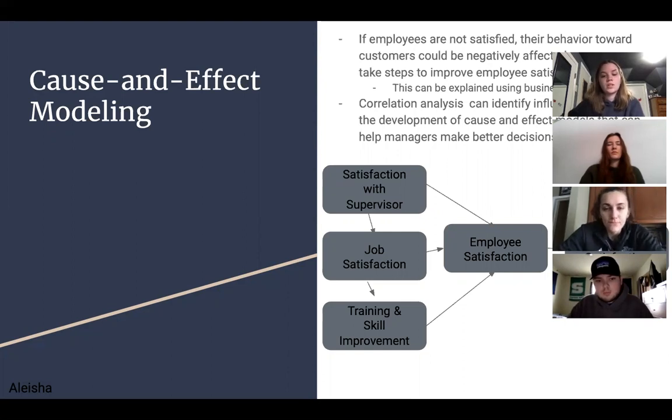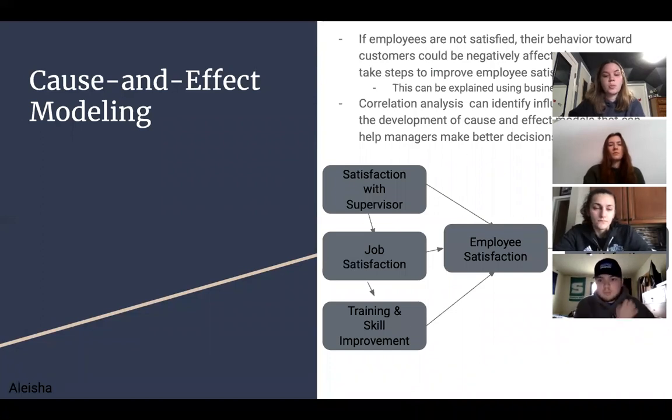However, if employees are not satisfied, managers can take steps to improve employee satisfaction, and this can all be explained using business analytics. Correlation analysis can identify influence and lead to the development of cause and effect models pictured below. That can help managers make better decisions by looking at their models and seeing where they may be going wrong and how employees and customers affect one another. They can also look and see where they are doing good so they can continue along that route.